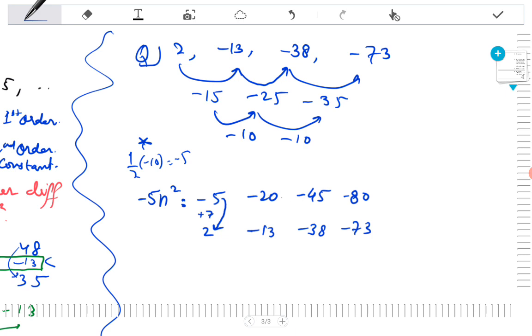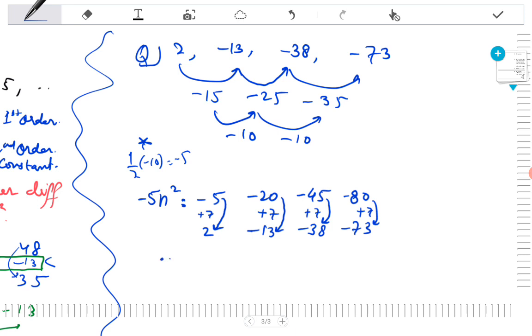So try the next one also. Again, plus 7: if you add 7 to minus 20, it gives you minus 13. Again, plus 7 gives you minus 38. Again, plus 7 gives you minus 73. So in this example, these numbers are coming constant. So there is no need of formula making for this part. You can directly state your answer.